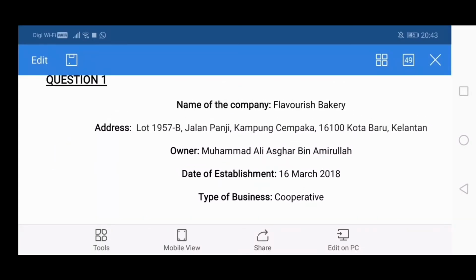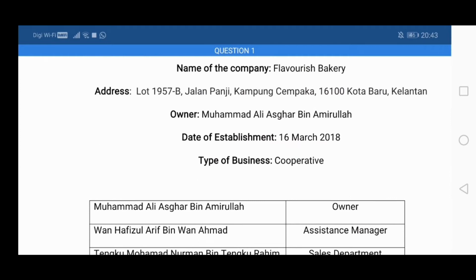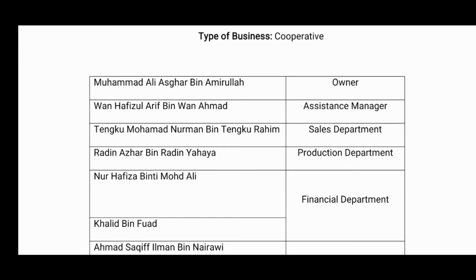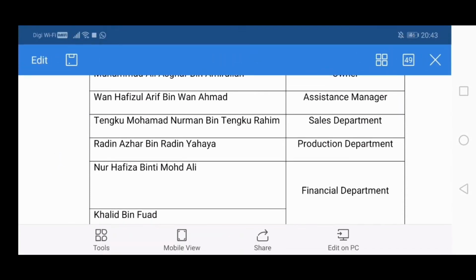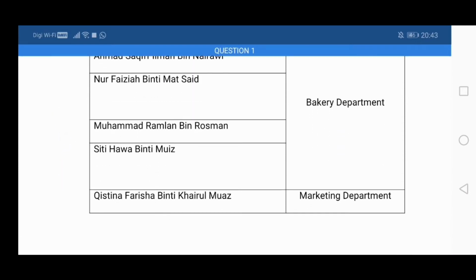So the name of the company is Flourish Bakery. So this is the address, the owner name, date of establishment, which is 16 March 2018. The type of business is cooperative. So as an owner, I need an assistant, which is assistant manager. So we have several departments, which are sales department, production department, financial department, bakery department, and marketing department.